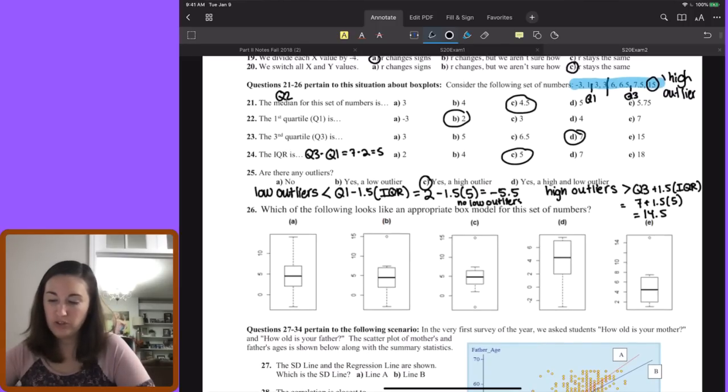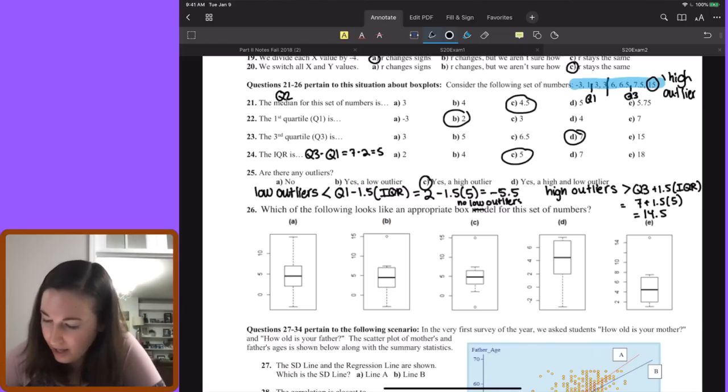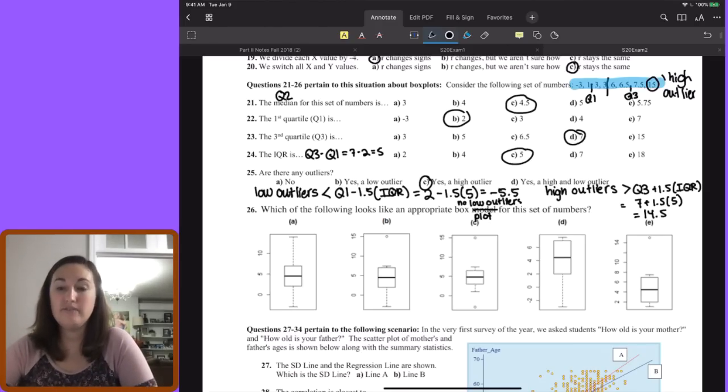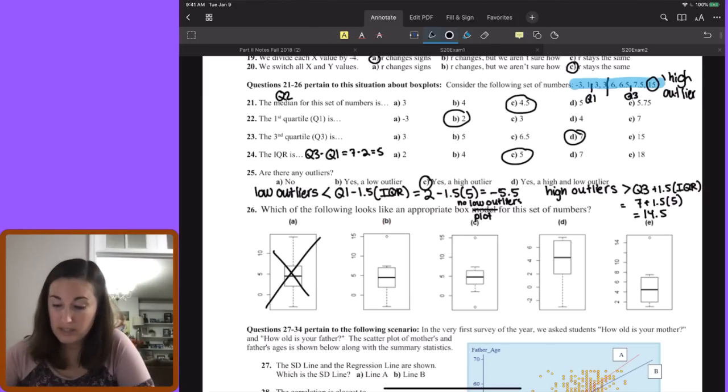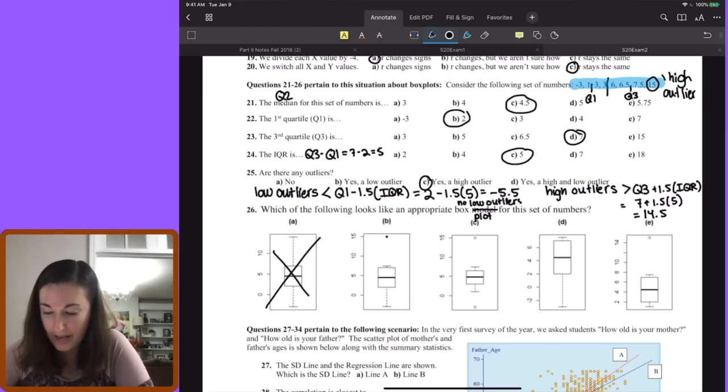Now, which of the following looks like an appropriate box plot? Oops, this should say box plot, not model, for this set of numbers. Okay, so we need to find one that has no low outliers and one high outlier. So it's not A. A has no outliers. Remember, the outliers are plotted as little dots. B has a high outlier. B looks good, maybe. We're going to investigate it a little more. C has a high outlier and a low outlier.